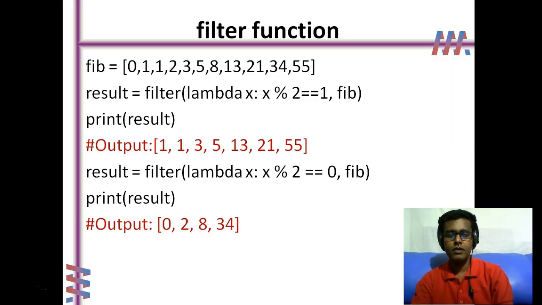So when I do 8 mod 2, I will get 0. When I do 34 mod 2, I will get 0. So these elements will be added into the list called result. So that is my output: 0, 2, 8 and 34.